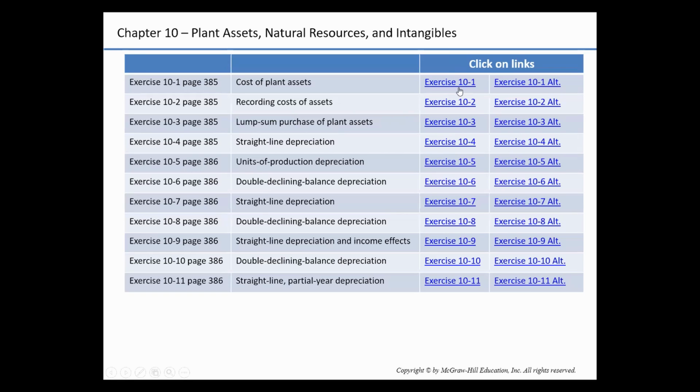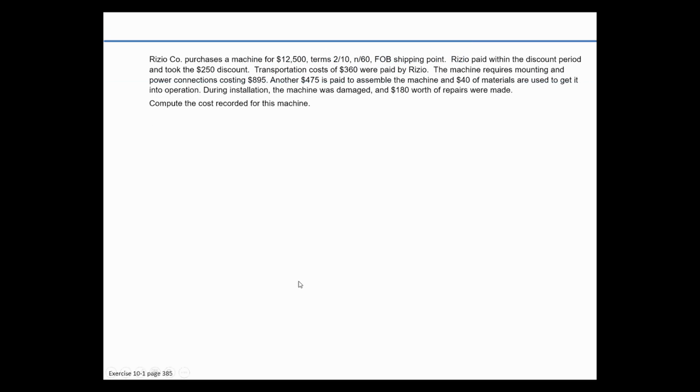So let's look at figuring out the cost of plant assets, because there's a lot that goes into that. Rizzio Company purchases a machine for $12,500, and the terms were 2/10, net 60, freight on board, shipping point. Now, Rizzio paid within the discount period, and so they were able to take a $250 discount.